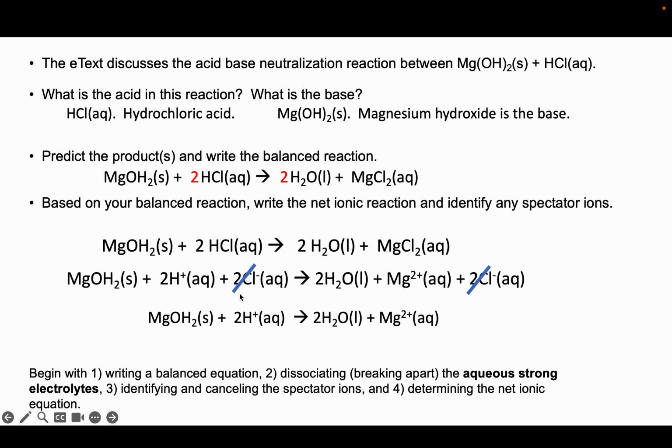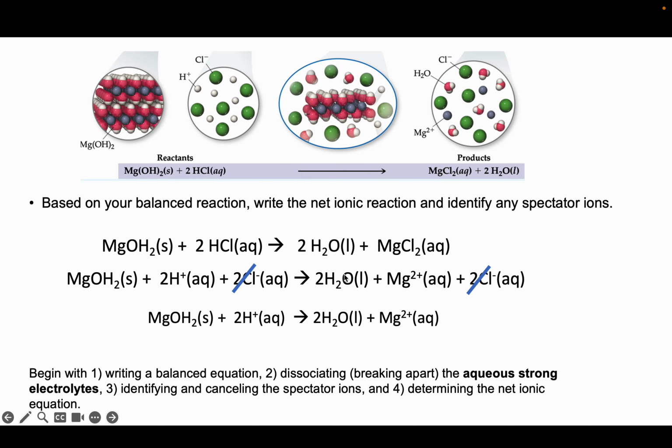I see that I have chloride both as a reactant and as a product. So I will cancel that out because that is a spectator ion, and I'm left with all of the other reactants and products listed there. That's what the E-text is showing, where we have solid magnesium hydroxide reacting with hydrochloric acid. Notice afterwards the chloride ions that are shown as green spheres exist both before and after the reaction. They were the spectator ion.